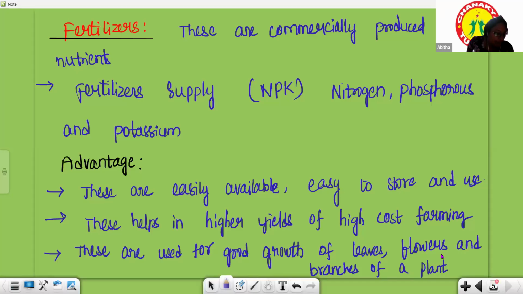Clear with fertilizers? So what is fertilizer? Fertilizers are the plant nutrients which are supplied to the plants. These fertilizers supply nitrogen, phosphorus, and potassium. And what is the advantage of fertilizer? Fertilizers are easily available, easy to store and use. These help in higher yields of high cost farming. They are also used for good growth of leaves, flowers, and branches of a plant.